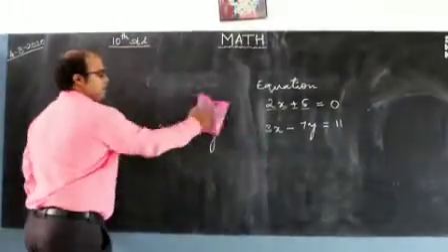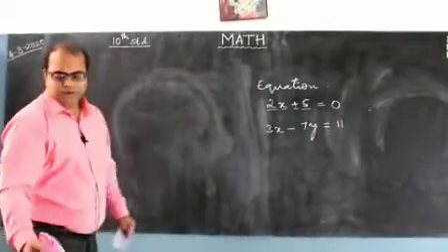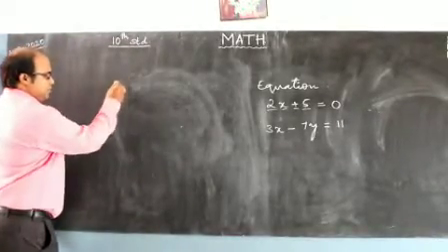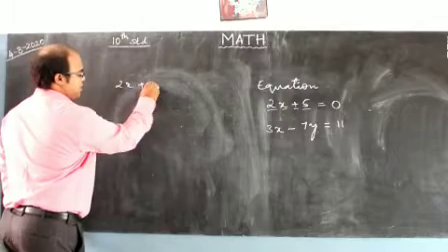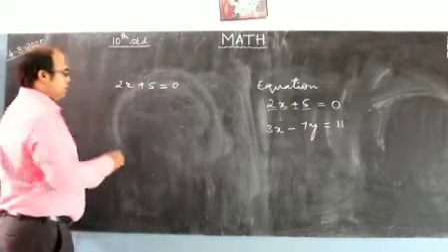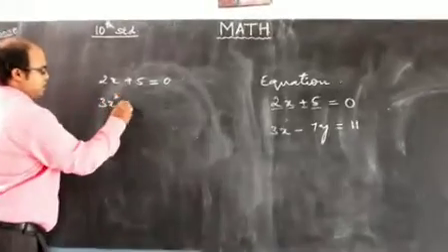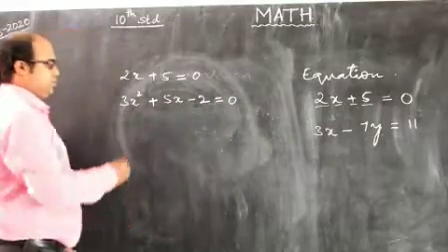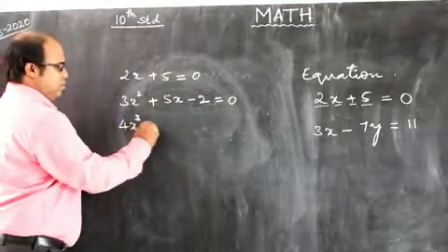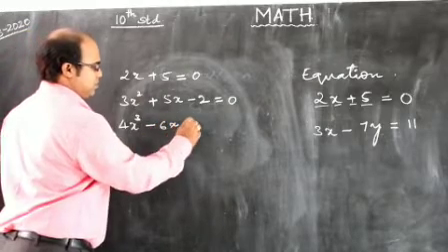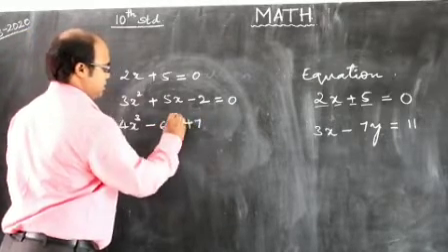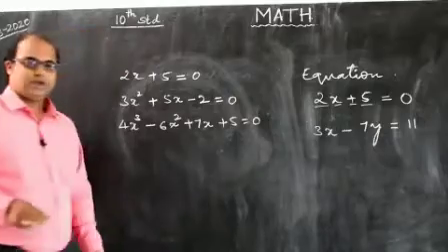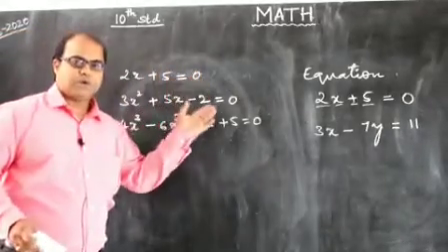Now when it comes to equation, there are different types of equation. Let me first write down here on the board. You can see 2x plus 5 equal to 0. Next, 3x square plus 5x minus 2 equal to 0. 4x cube minus 6x square plus 7x plus 5 equal to 0. Okay, so these are all the different types of equation.